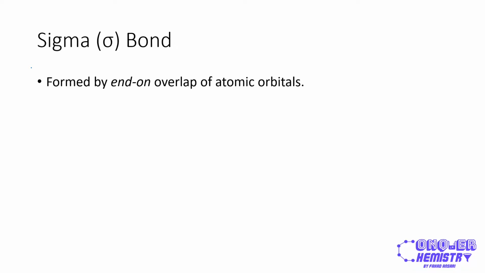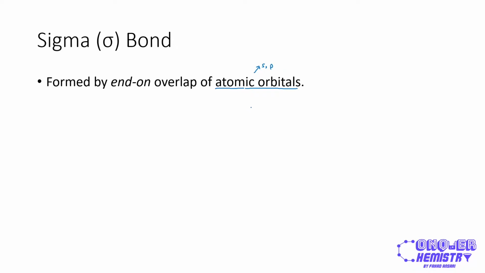Let's get started. In previous videos, we talked about covalent bonds, and if you have no idea what a covalent bond is, you should watch the previous video before getting to this one. We'll be discussing two types of covalent bonds. The first is the sigma bond. It is formed by the end-on overlap of atomic orbitals.